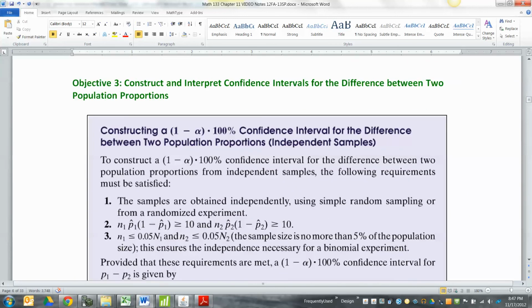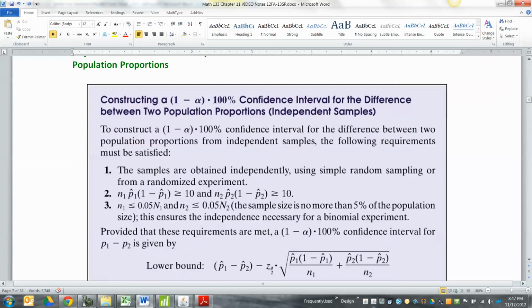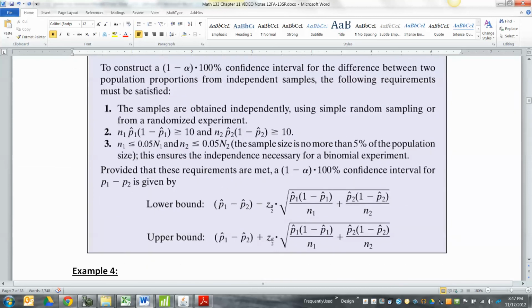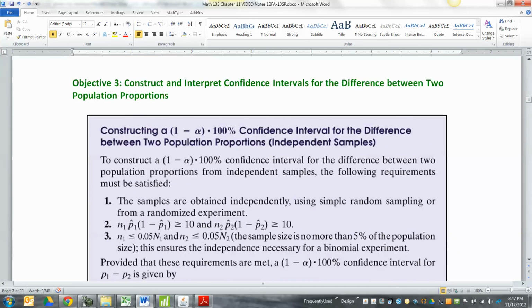I'll meet you back here for the next section, which is when we're going to start making confidence intervals. And we are so using StatCrunch to help us, because look at that god-awful formula. All right, I'll see you then.